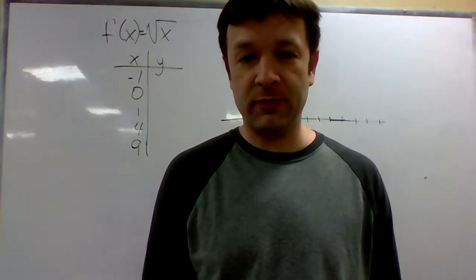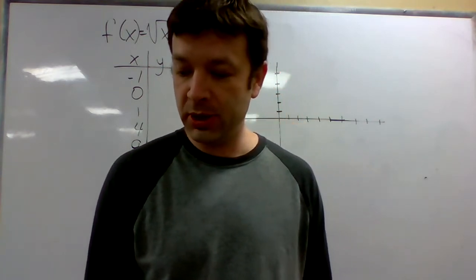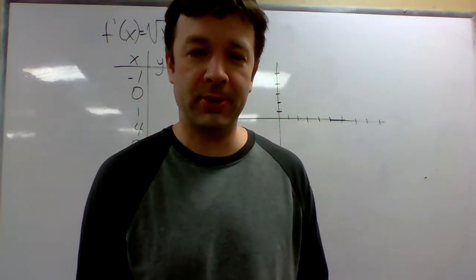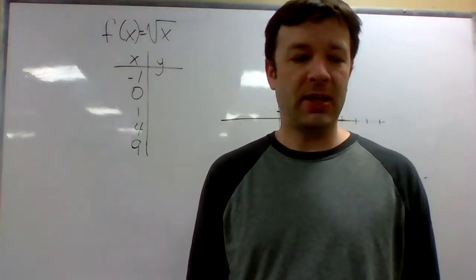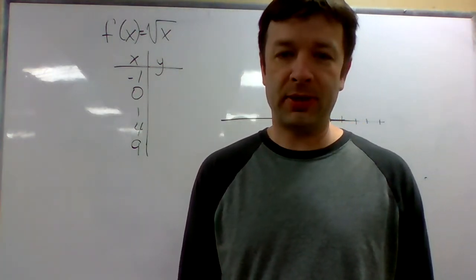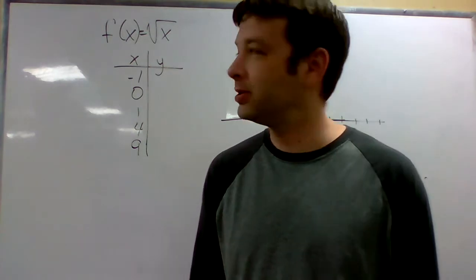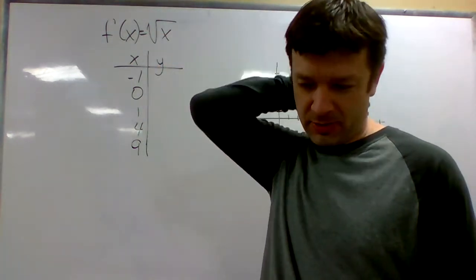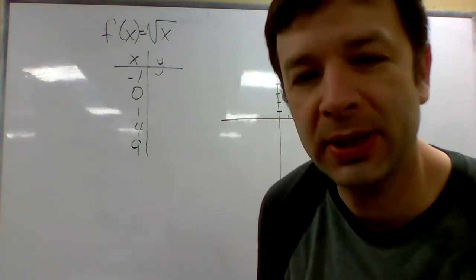Today we're doing page 478, 1 through 8, and 17 through 22. We're almost at the end of the chapter here. Today we're talking about the graphs for square root functions. It's going to be kind of a short and sweet lesson today.